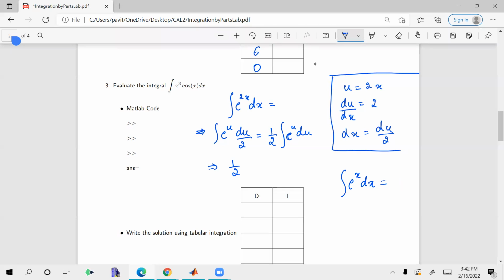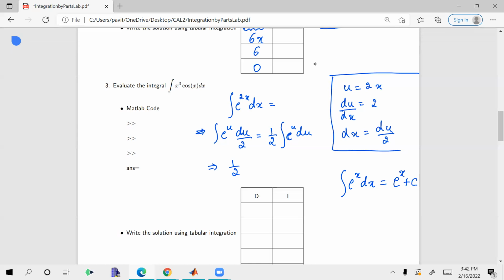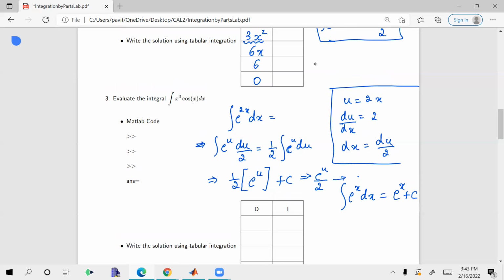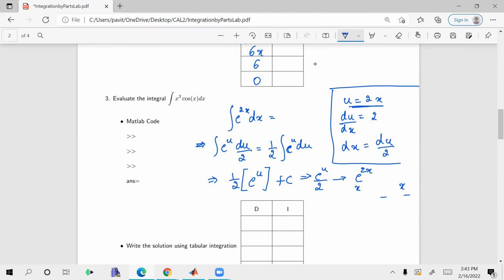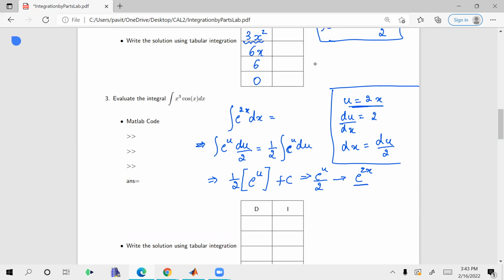The integral of e to the power of x is e to the power of x plus c, because it is indefinite. So I'm going to use the same formula here. Instead of x, we have u, so I will take it as e to the power of u plus c. That's how I get e to the power of u by 2. Now we know that u is 2x, so e to the power of 2x divided by 2.